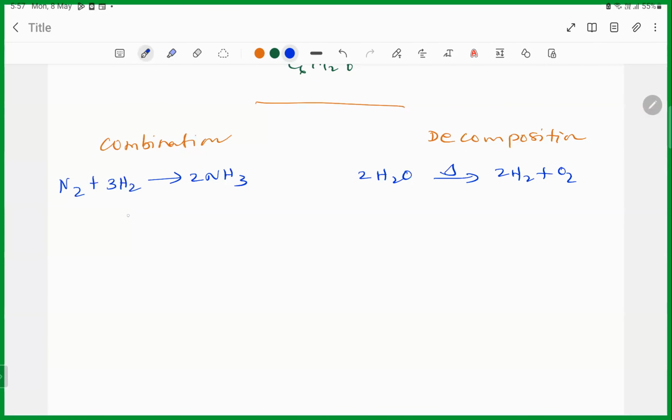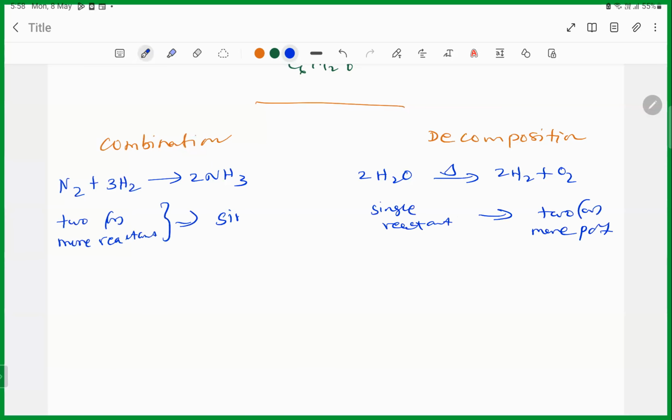So during decomposition, a single reactant decomposes to two or more products, whereas in the combination reaction, two or more reactants give a single product. These are known as decomposition and combination reactions. And the next one.